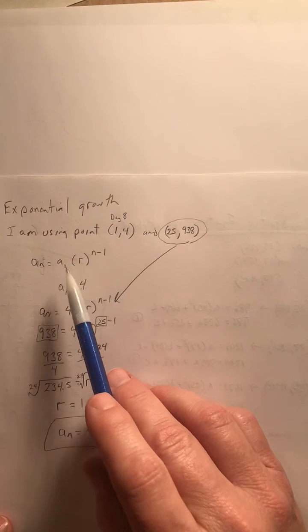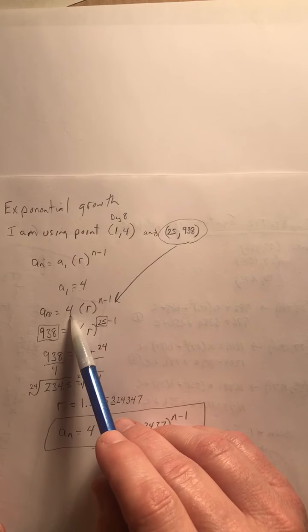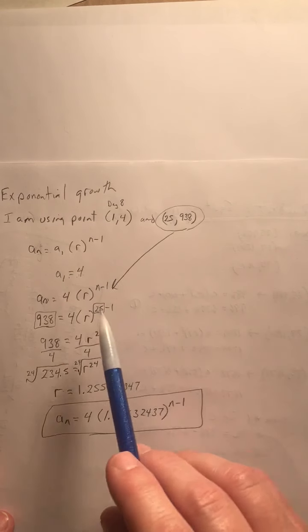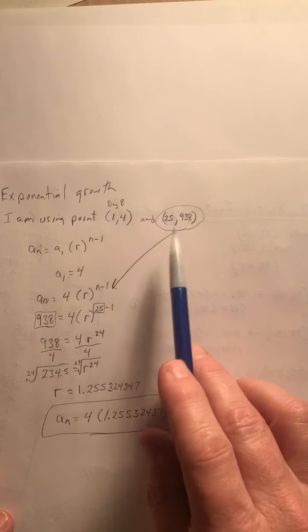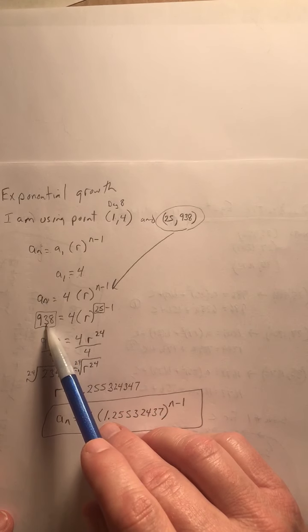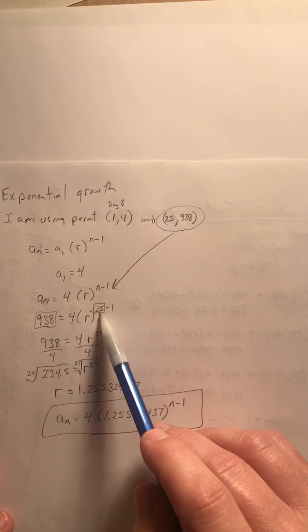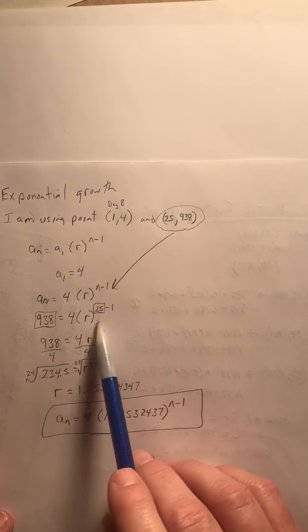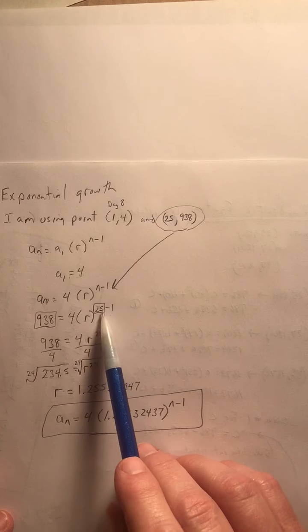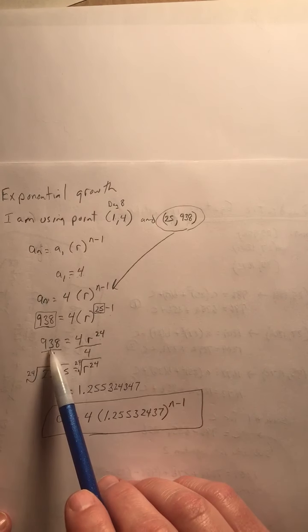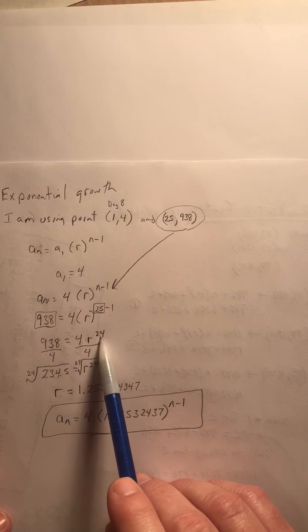I substituted that into my formula. I put a 4 in here. Then I used my other point, 25 and 938, and I substituted the 938 in for the a sub n, and the 25 in for the n. Then all I have to do is solve this equation. I did 25 minus 1, got 24. So I had 938 equals 4r to the 24th.